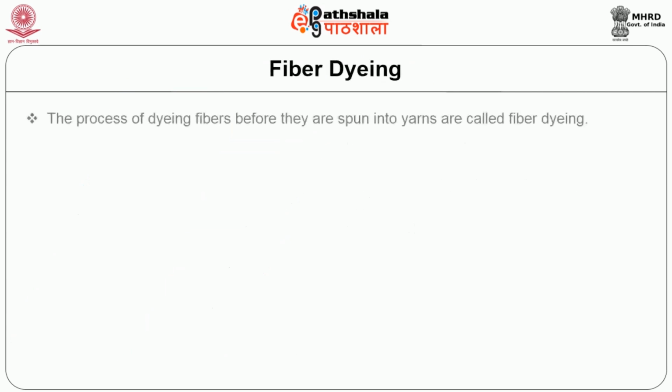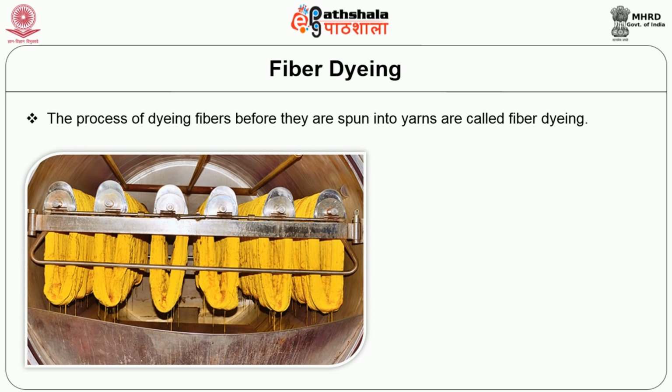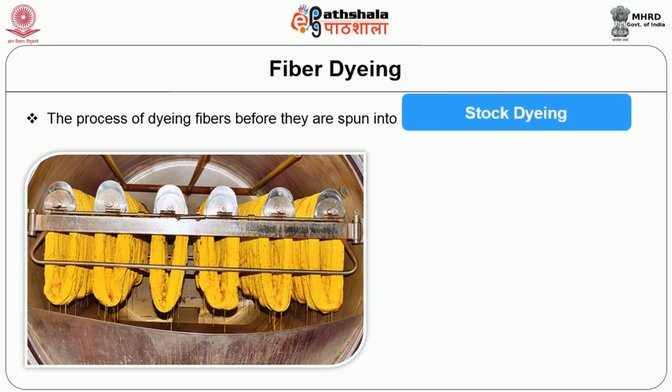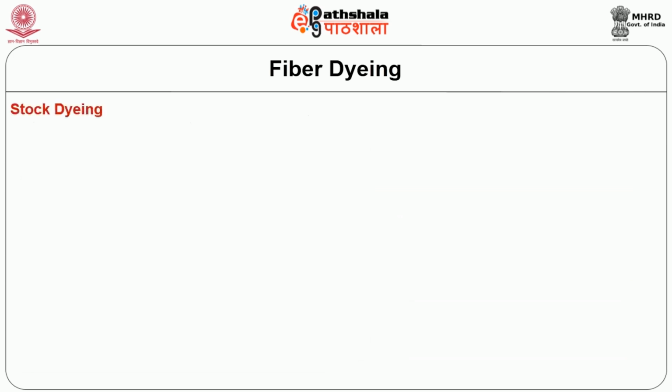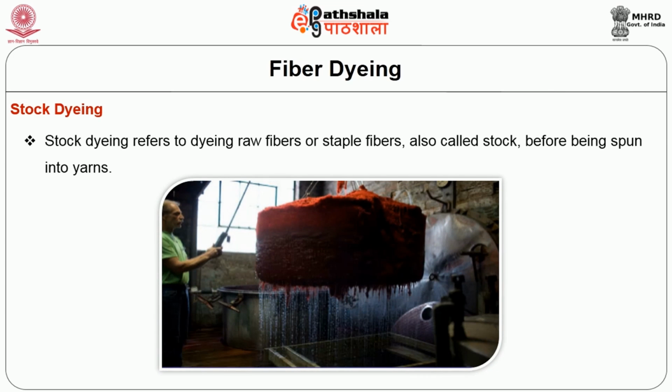Fiber dyeing. The process of dyeing fibers before they are spun into yarns is called fiber dyeing. Fiber dyeing includes stock, top and toe dyeing. Stock dyeing refers to dyeing raw fibers or staple fibers, also called stock, before being spun into yarns.